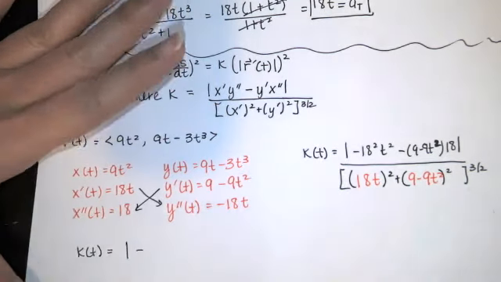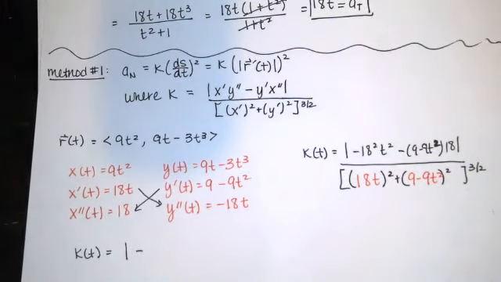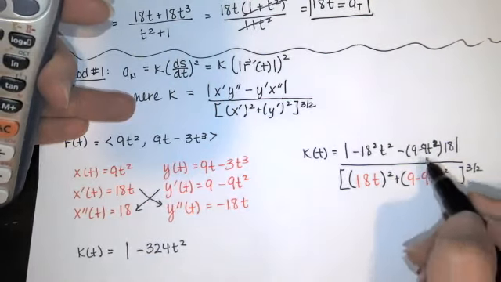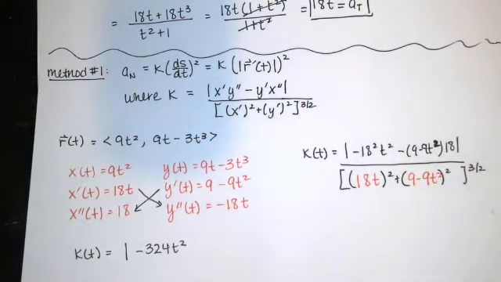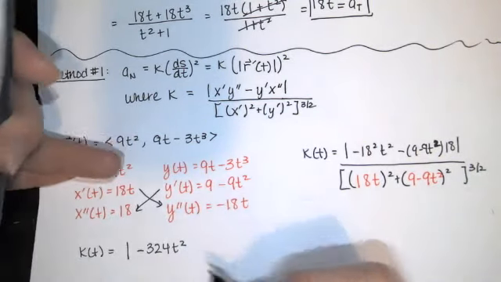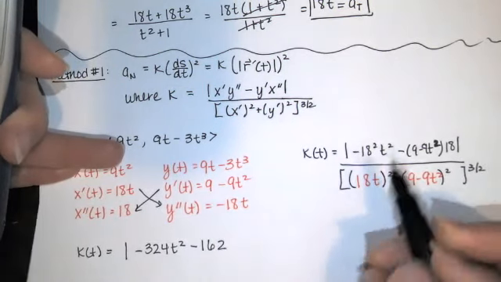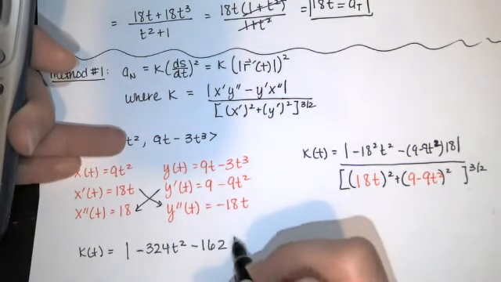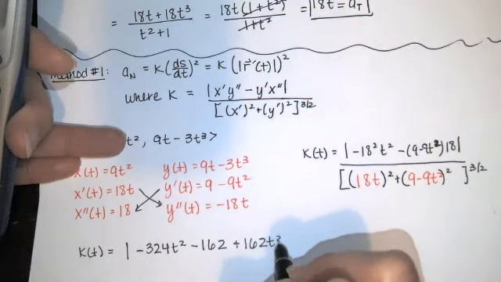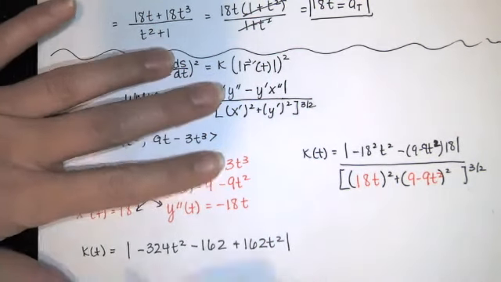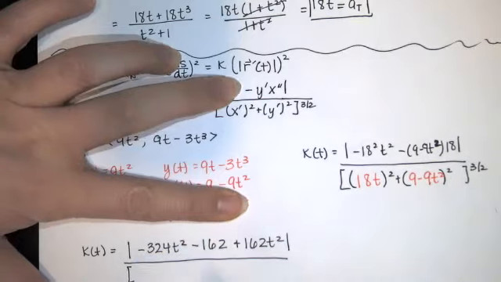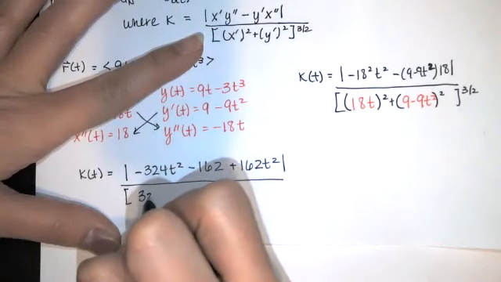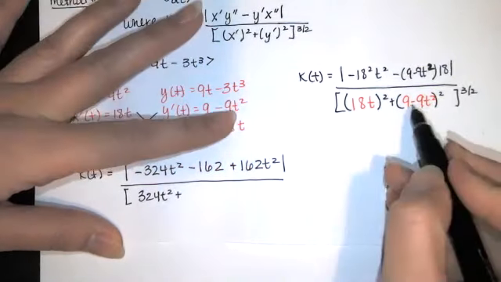So I have a negative 18 squared, which is 324. And then I have a negative 9 times 18. It's negative 162. And then a negative 9t squared times 18. So that's going to be a positive 162 t squared. All of that is divided by this. And so we have 324 t squared plus this quantity squared.